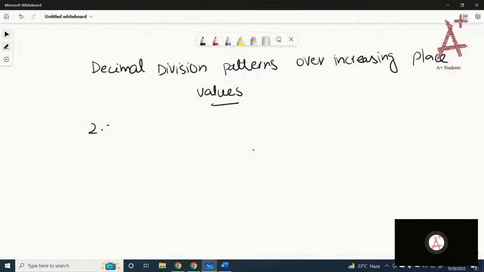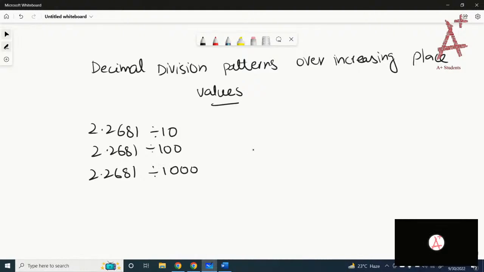Complete the pattern, and the pattern is 2.2681 divided by 10, 2.2681 divided by 100, 2.2681 divided by 1000, and 2.2681 divided by 10,000. So we have to complete the pattern. So how can we complete the pattern? So first of all, the first one is 2.2681 divided by 10.